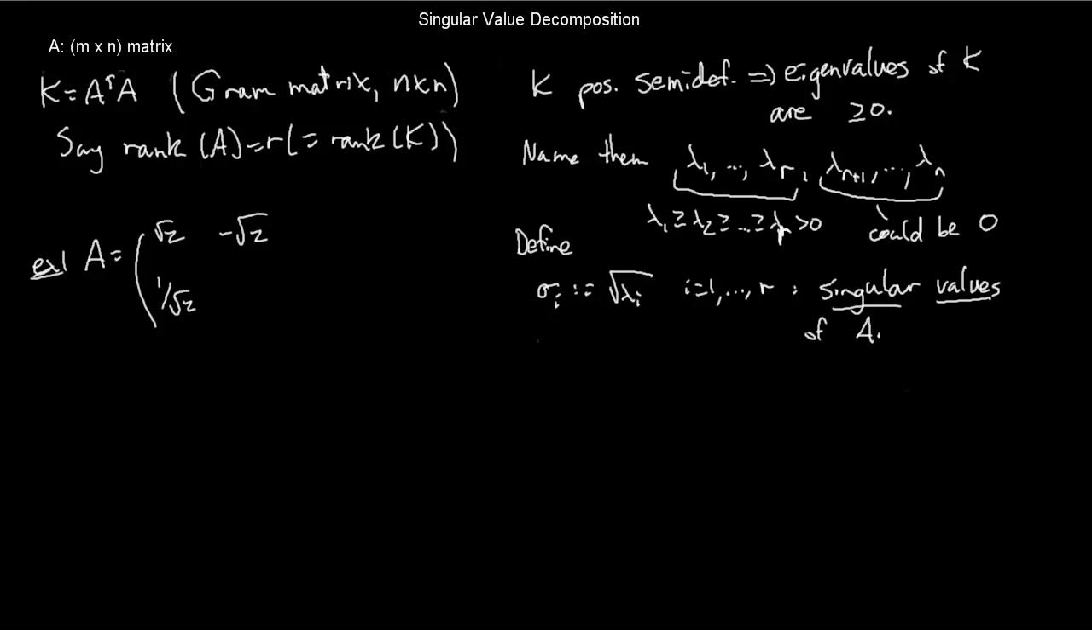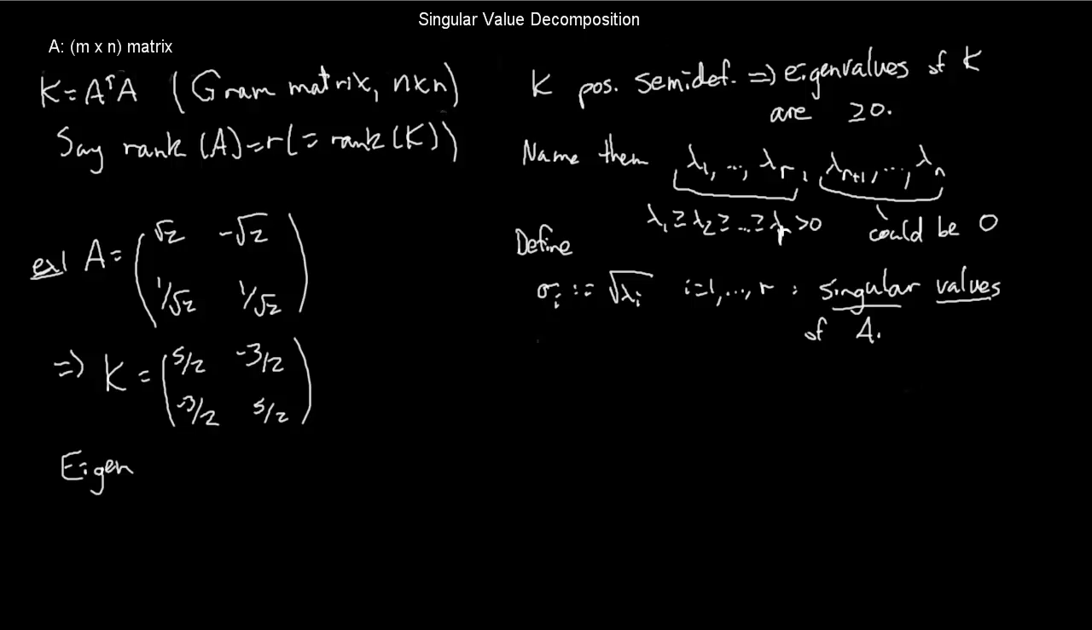So here's an example. I take the following matrix, root 2, minus root 2, 1 over root 2, 1 over root 2. When I construct its Gram matrix, that's A transpose A. When you multiply that out, as you should be doing, you get the following. So I try to investigate what the eigenvalues of this matrix are. In order to find the eigenvalues of a matrix, I need to take the determinant of the matrix minus lambda times the identity, and that will be a polynomial in lambda, and I'll find its roots. In this case, that polynomial is lambda squared minus 5 lambda plus 4.